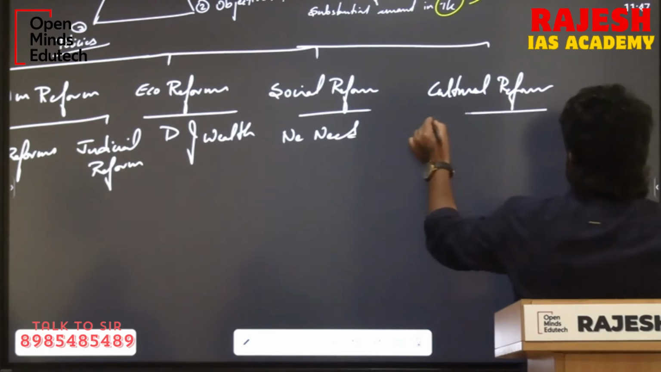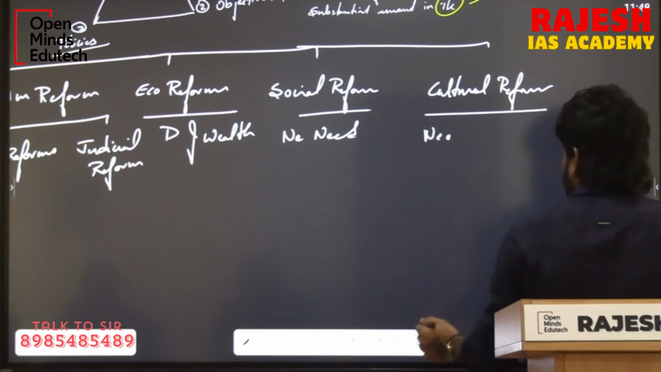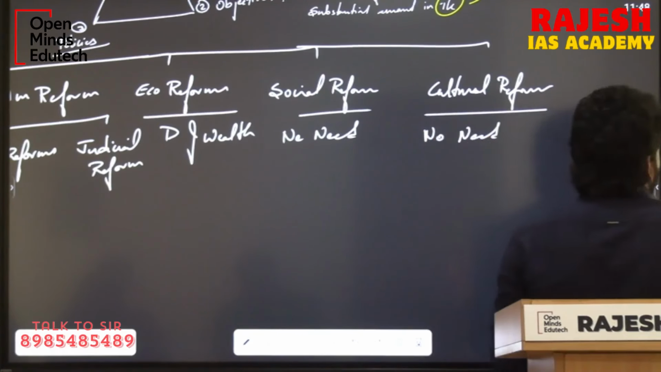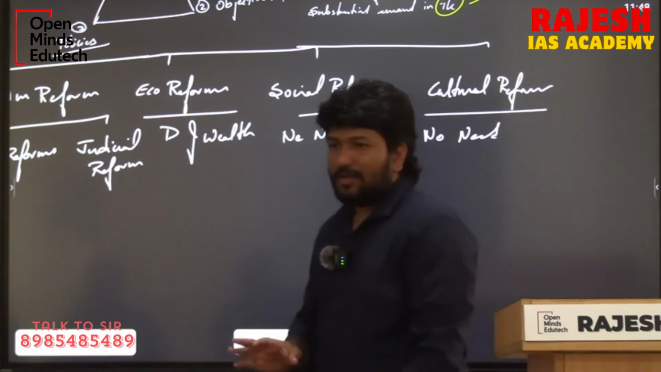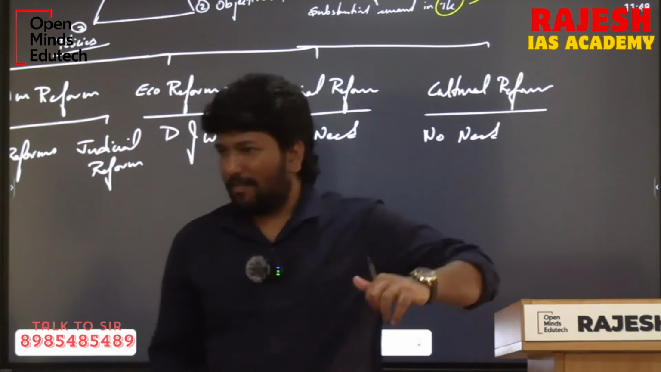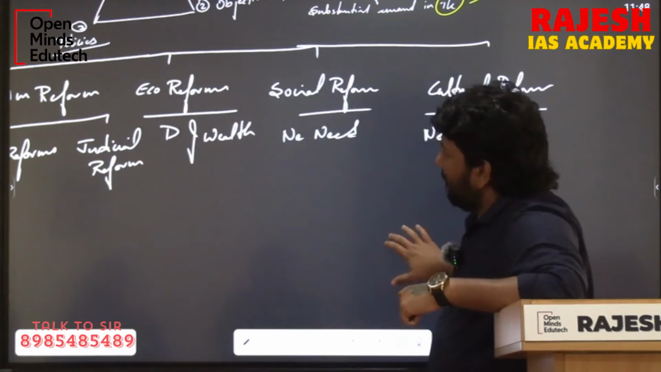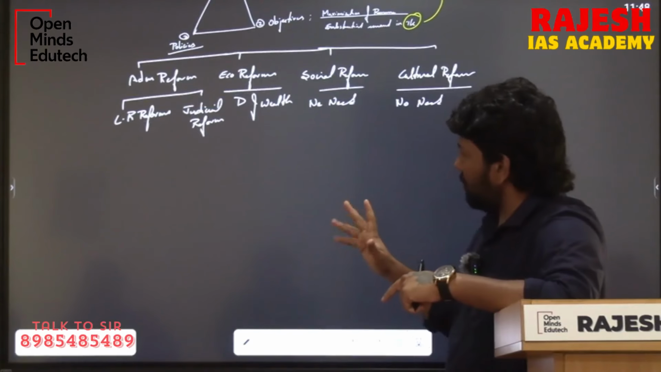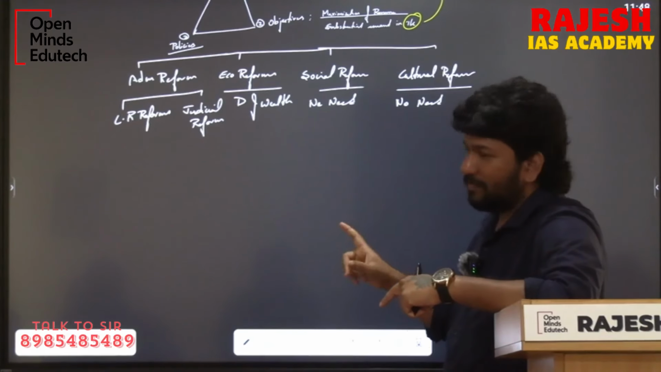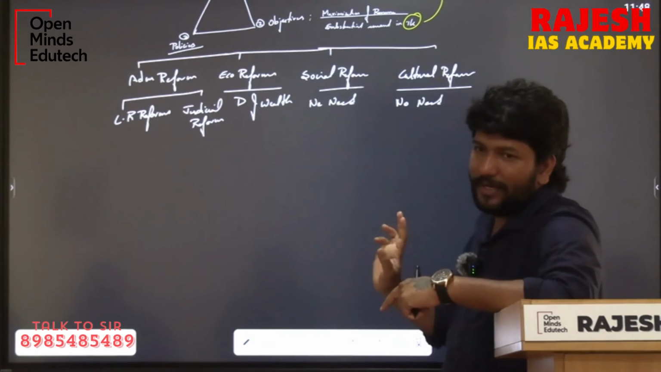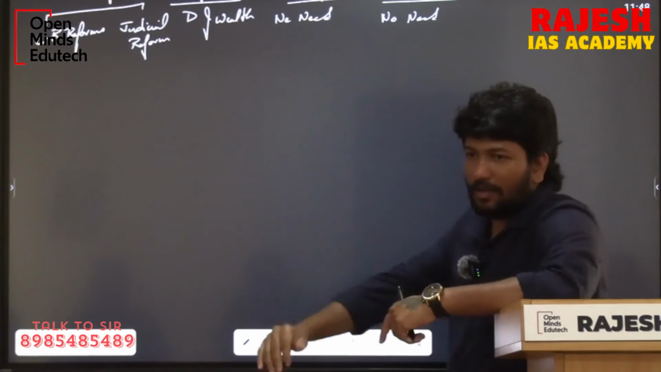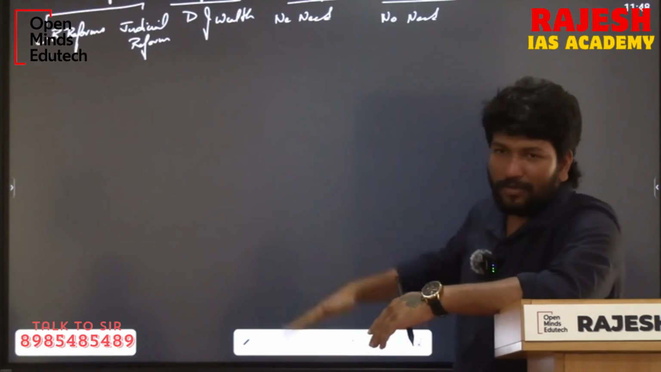Now, cultural reforms. No need. If you understand this, you will understand very simply. All the Governor Generals focused on only 2 reforms. What are the 2 reforms? Judiciary. Both are interlinked. Clear? Now, we will discuss the rule. Okay, so first one.